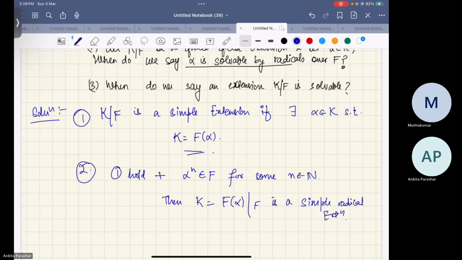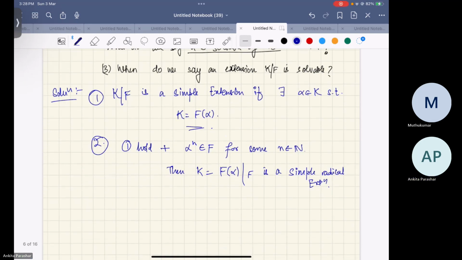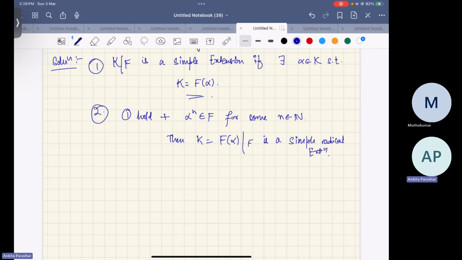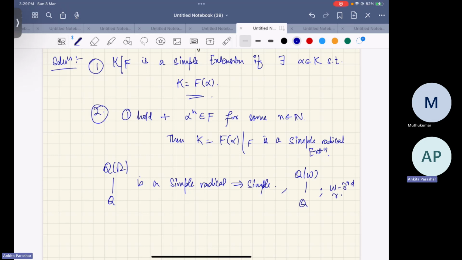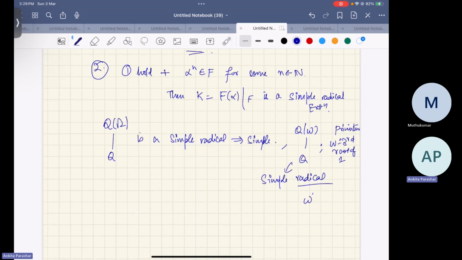Right. Okay, so can we see some examples? Q(root 2) is simple as well as simple radical, right? It is a simple radical extension of Q. Another one is Q(omega) over Q, where omega is a primitive third root of unity, let's say. This is also simple radical. Why radical? Because omega cubed is 1, right?